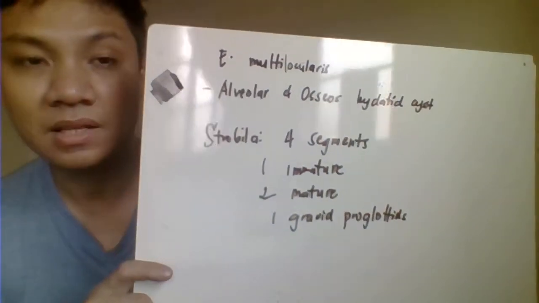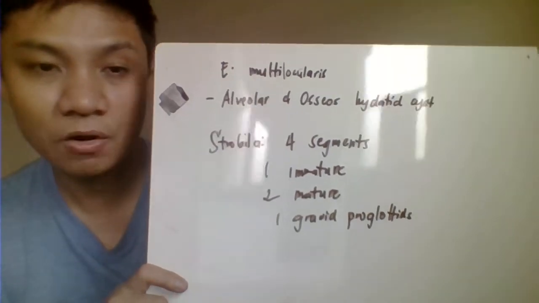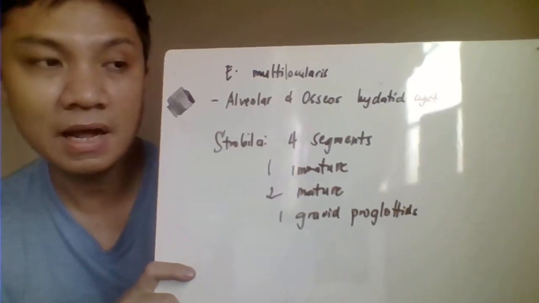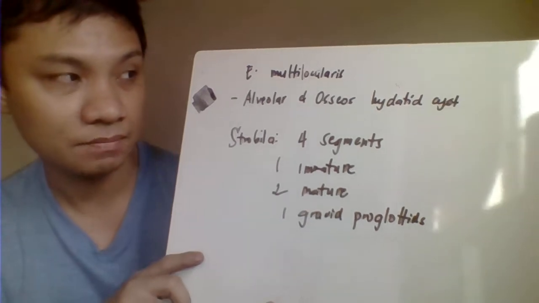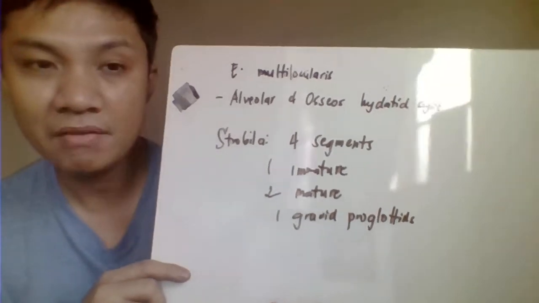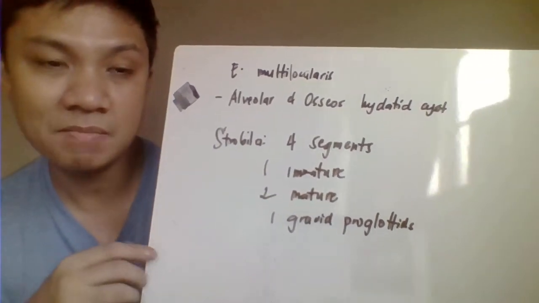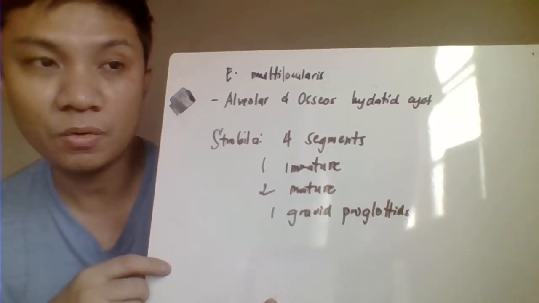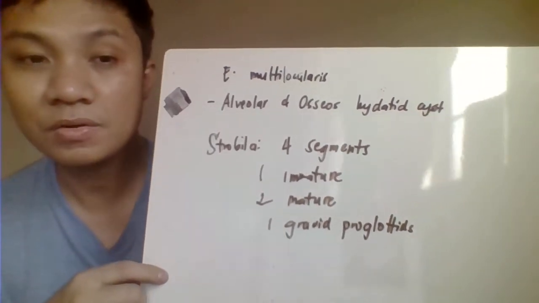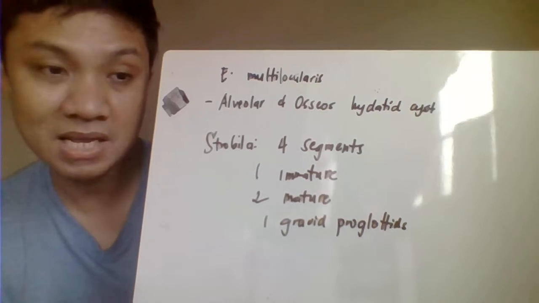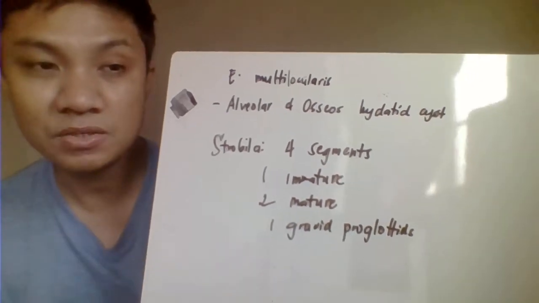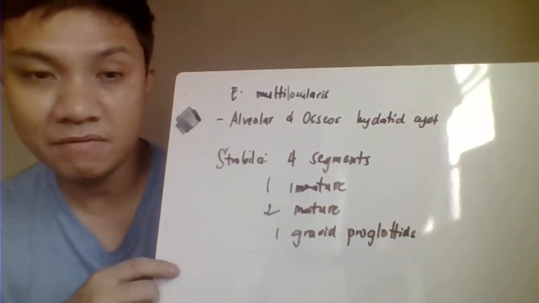The counterpart, we have your Echinococcus multilocularis. This is your osseous and alveolar Echinococcus. Okay, the strobila of this one would have 4 segments. Medyo mahaba siya compared with your Echinococcus granulosus. Again, Echinococcus granulosus would only have 3 segments. Here we have 4: 1 immature, 2 mature, and 1 gravid proglottid.